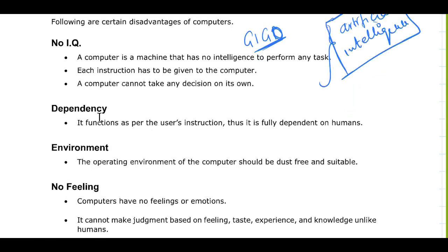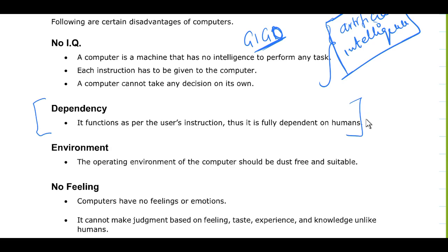The other disadvantage of computers is that they function as per the user's instruction, thus they are fully dependent on humans. Most of the time, if you don't have programmers, people who are going to give computers instructions, then they are not going to do the work without you. Even in this case, this computer cannot teach you in the absence of me. As much as they are very intelligent, this computer will not start teaching you things unless I am there to give it instructions or to use it. So most of the time we say that computers depend on humans.